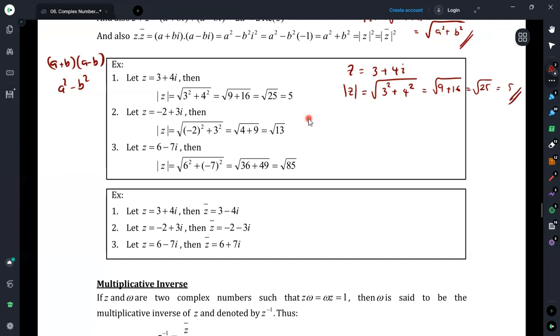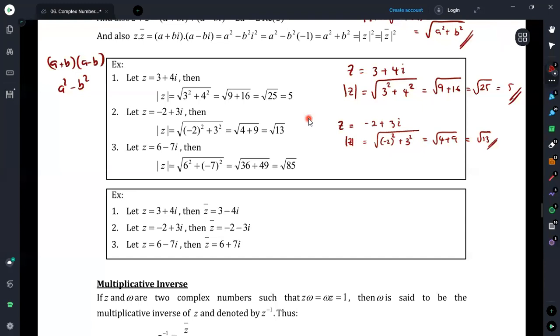But for the second one, z equals minus 2 plus 3i. Then the modulus of z can be taken as the square root of minus 2 squared plus 3 squared. Then we'll get 4 plus 9, the square root of 4 plus 9. Altogether we'll get this value as root 13.